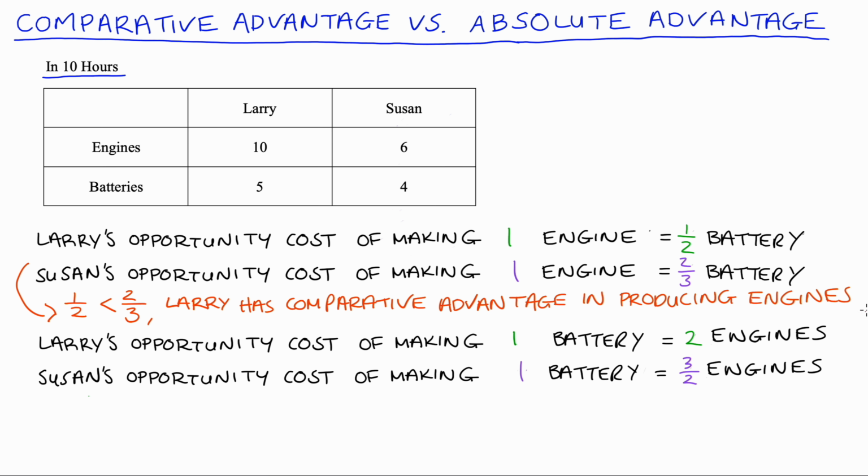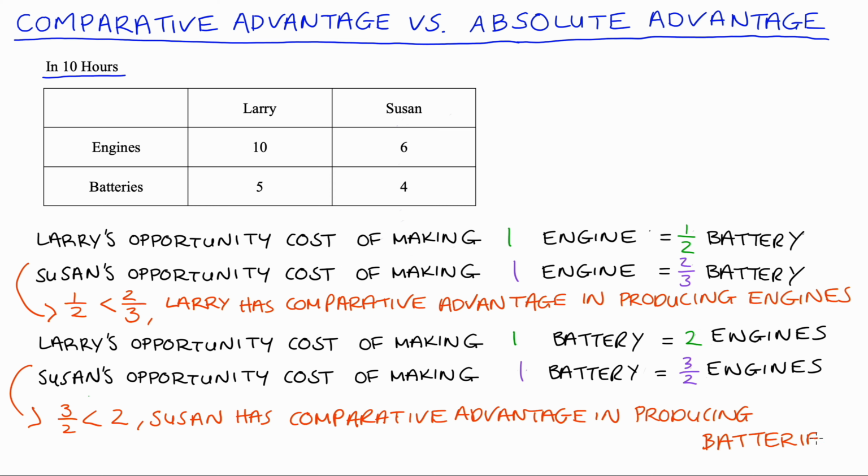If we compare Larry and Susan's opportunity costs of making batteries, you can see that Larry gives up 2 engines if he makes 1 battery, whilst Susan gives up 1.5 engines. Now, 3 over 2 is less than 2, so Susan actually has the lower opportunity cost, so the comparative advantage in the production of batteries.